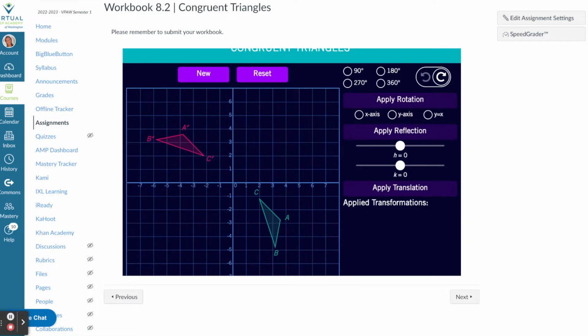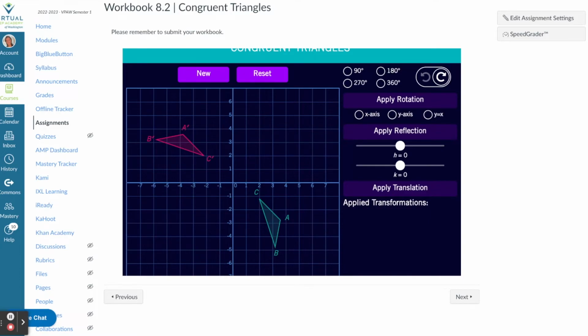So congruent triangles, our goal is to apply some rigid transformations and get the two triangles to line up. In math terms, we want to superimpose one triangle onto the other and get them to coincide. Like I said, put one triangle on top of the other and get the points to line up exactly. So our goal is to get triangle ABC to line up with A prime, B prime, C prime, to get the green triangle to line up perfectly with the red triangle using only rigid transformations.